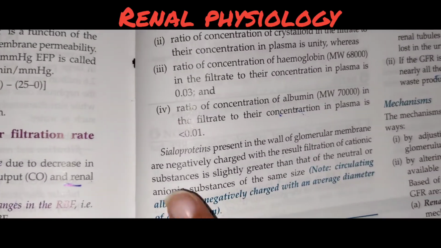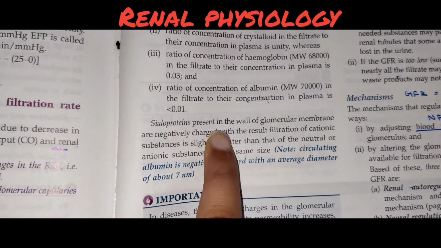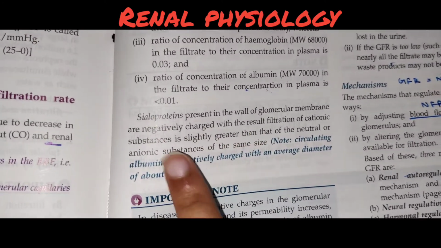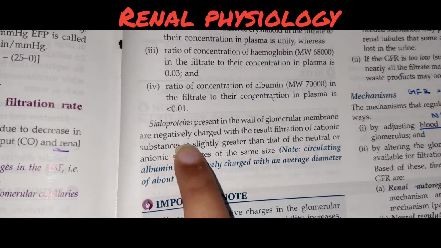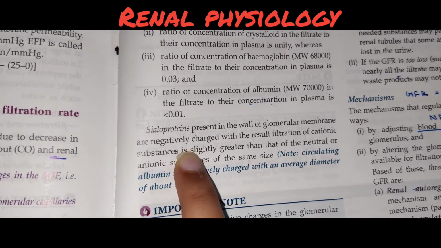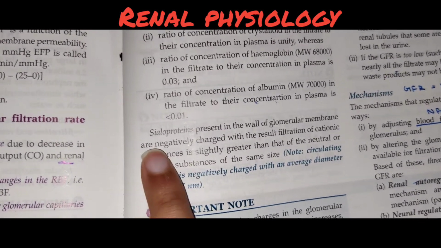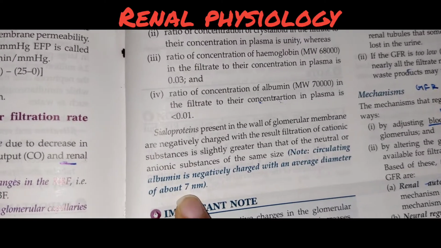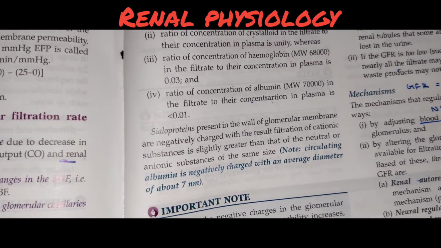Another thing which we need to discuss here is sialoprotein. So what is a sialoprotein? They are present in the walls of the glomerular membrane. They are negatively charged, and as they are negatively charged, they will repel the negatively charged content which will come into the glomerulus, and proteins are negatively charged, so proteins do not enter the glomerular filtrate.